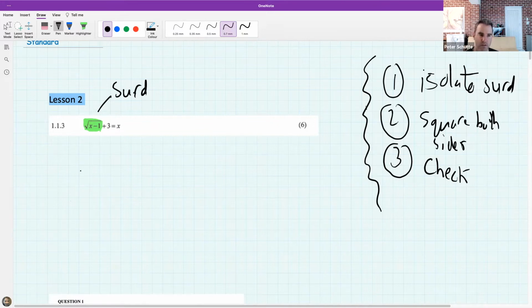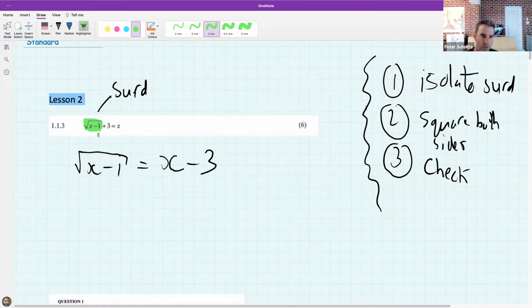So keep those answers coming when you've... I would call that step one, because you've isolated the surd. You've got the surd all by itself. And so that helps you deal with the surd in step two.